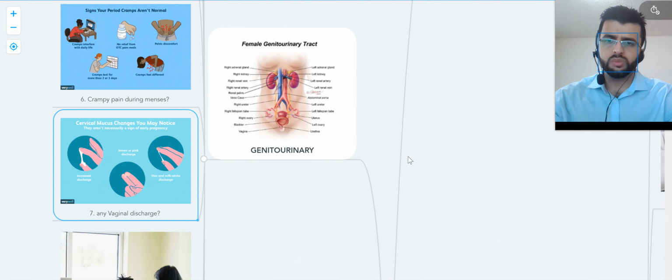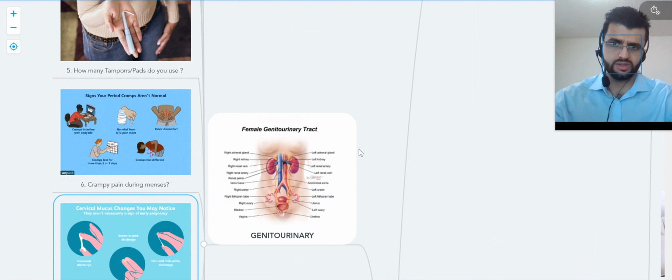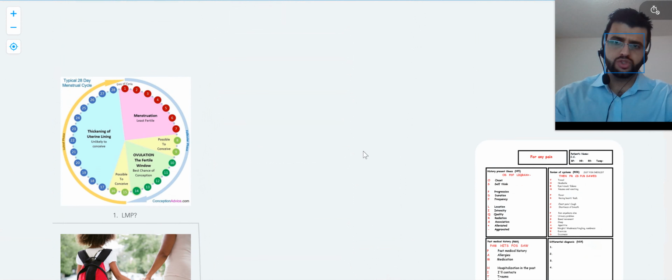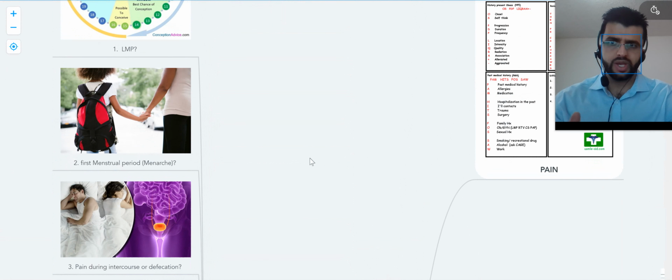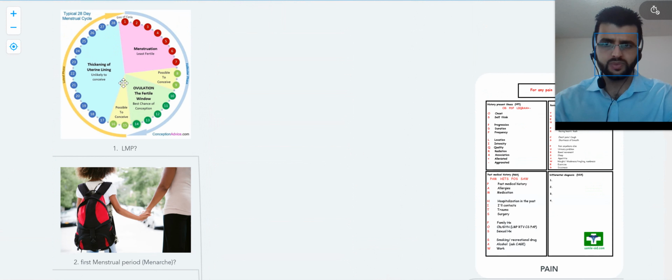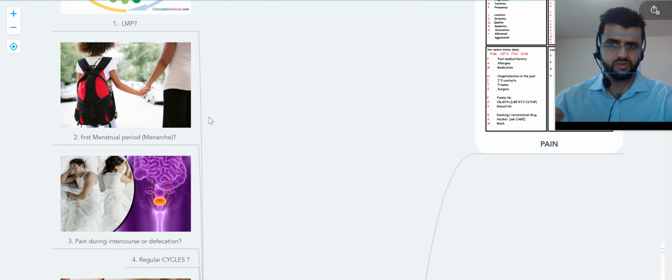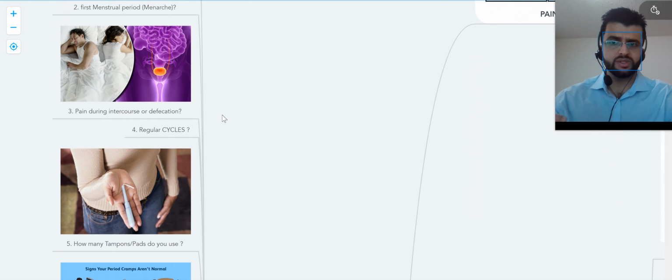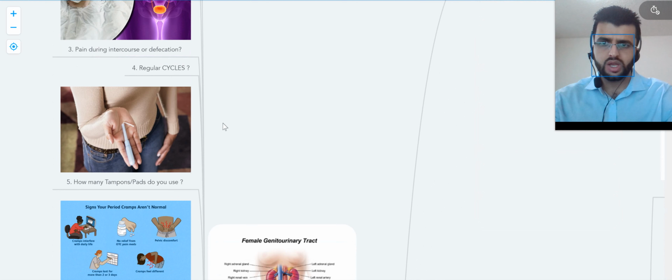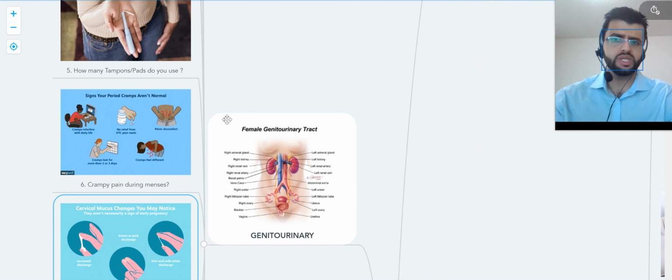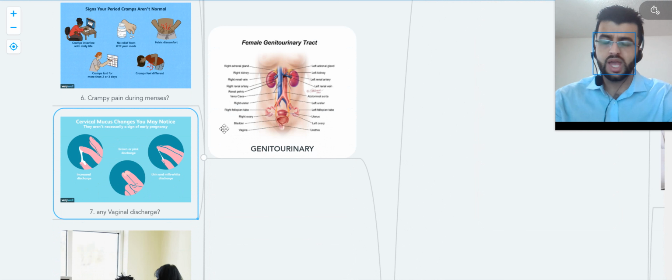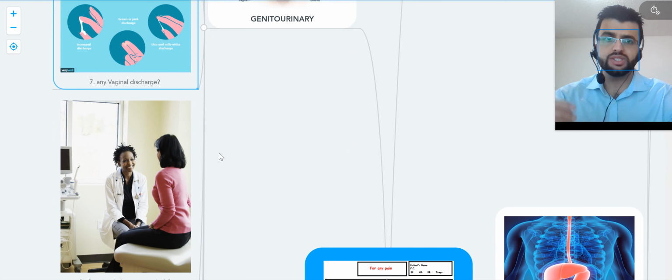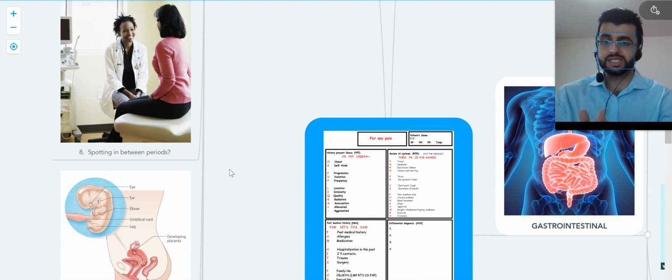Now we'll be talking about the genitourinary side, okay. So we ask, this is for females, we ask about the last menstrual period, menarche, when was your first menstrual cycle, any pain during intercourse or defecation, this could be endometriosis, any irregular cycles, how many tampons or pads do you use? We're already going to ask about it, but just to repeat it. Any cramping during your menses, this is with endometriosis too. Any vaginal discharge, this is for pelvic inflammatory disease.